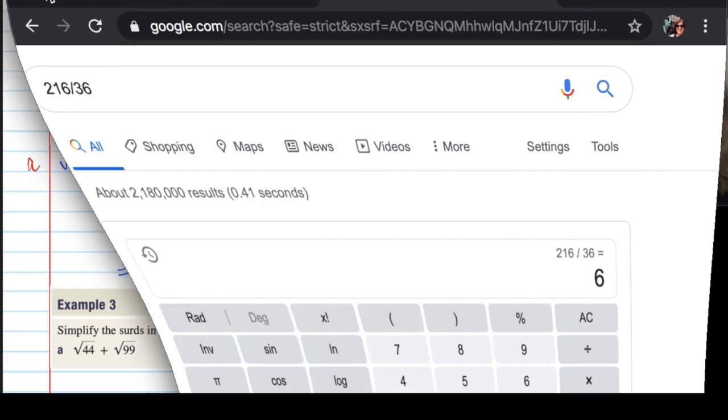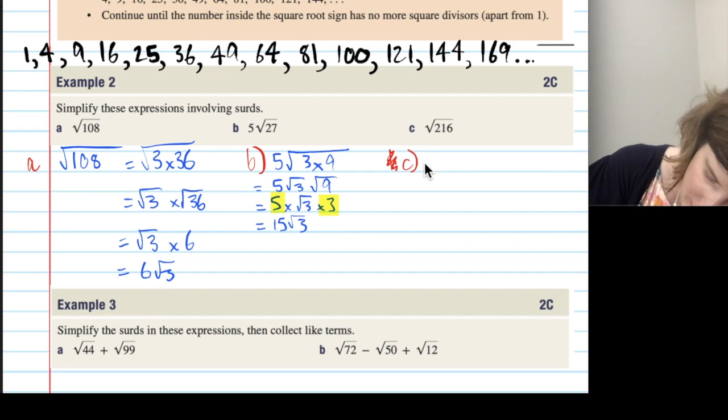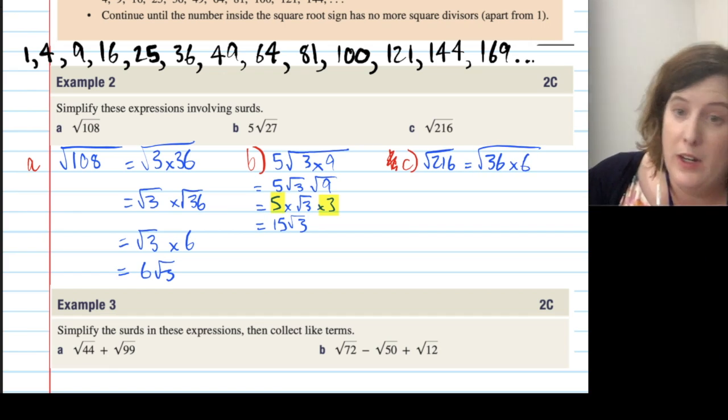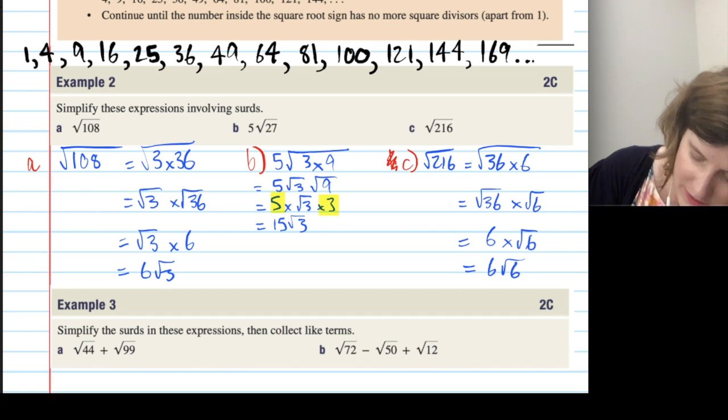So let me hide this one. So I'm going to rewrite this as root 216 equals the square root of 36 times 6. I'm going to separate them. Root 36 times root 6. Root 36 is just 6. And that's just 6 root 6.